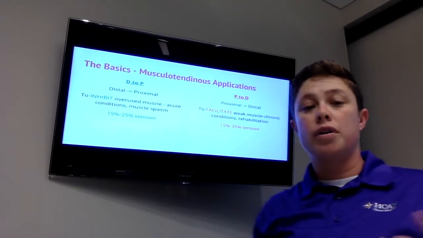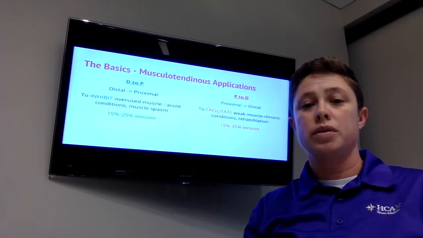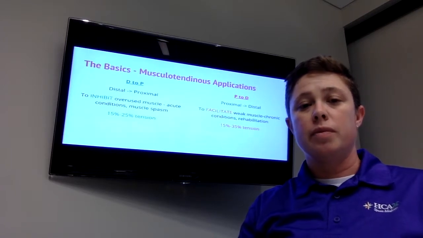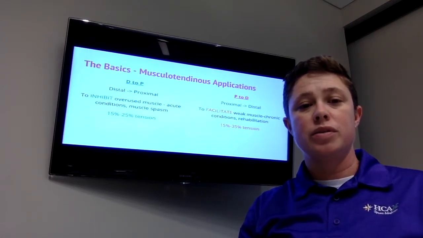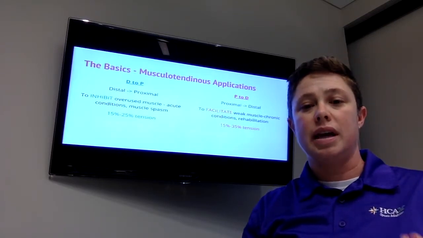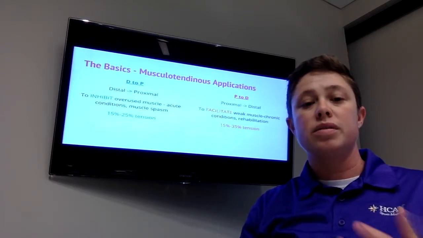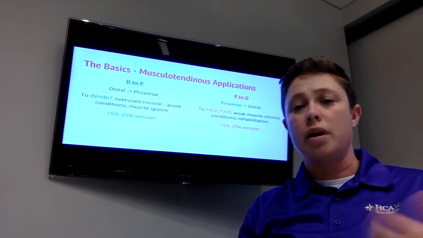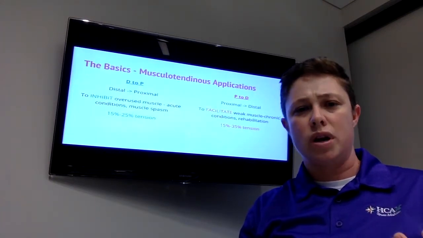So for the 2 things that I use this for, musculotendinous application and circulatory and lymphatic return. For musculotendinous applications, we use this in 2 ways. We use it to inhibit an overused muscle, and we use it to facilitate a weak muscle. So if we're using this to inhibit an overused muscle, this is going to be for an acute condition or something like a muscle spasm or a strain.